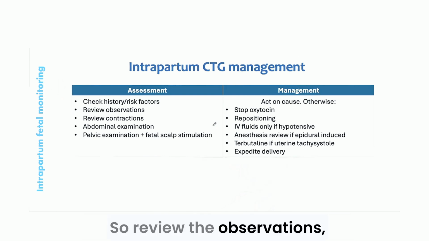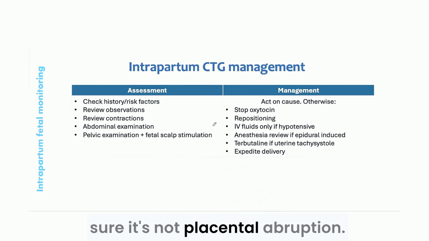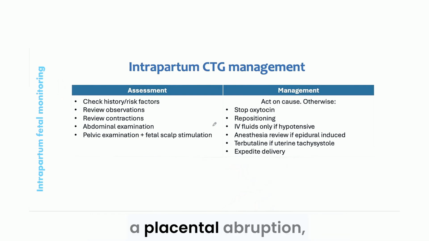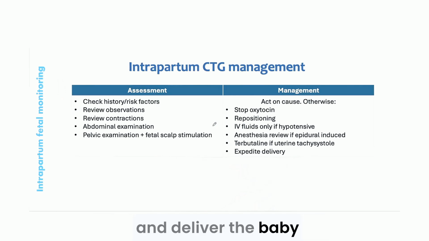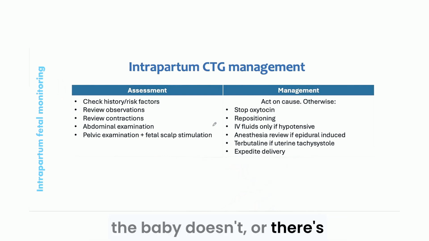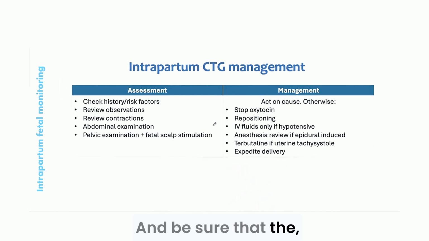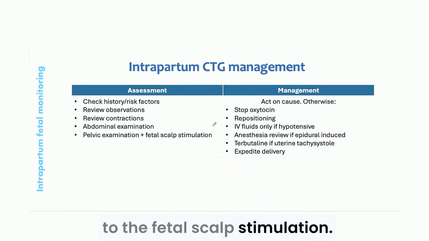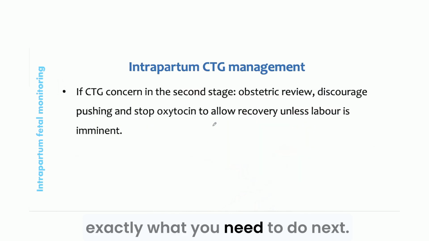So review the observations, review the contractions, do your abdominal examination to be sure it's not placental abruption, because if you think it's a placental abruption, that's a straightforward answer. Just take her to the theater and deliver the baby as soon as possible. Pelvic examination, be sure there's no cord prolapse, because it's another straightforward answer. And be sure that the baby does not respond to the fetal scalp stimulation. So when you know the cause, that will save you some time to know exactly what you need to do next.